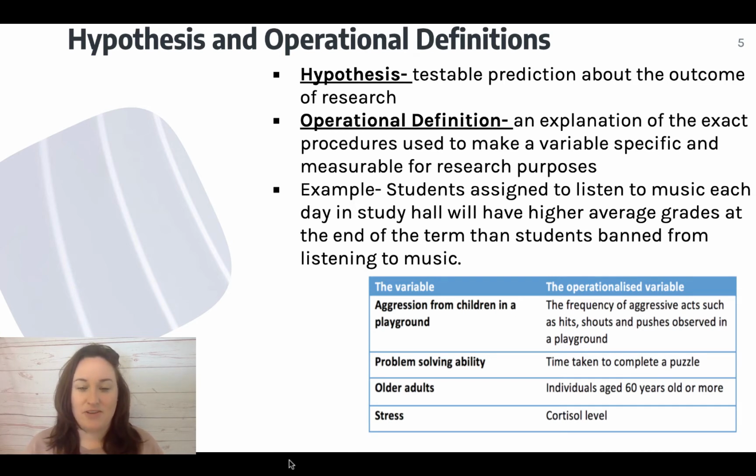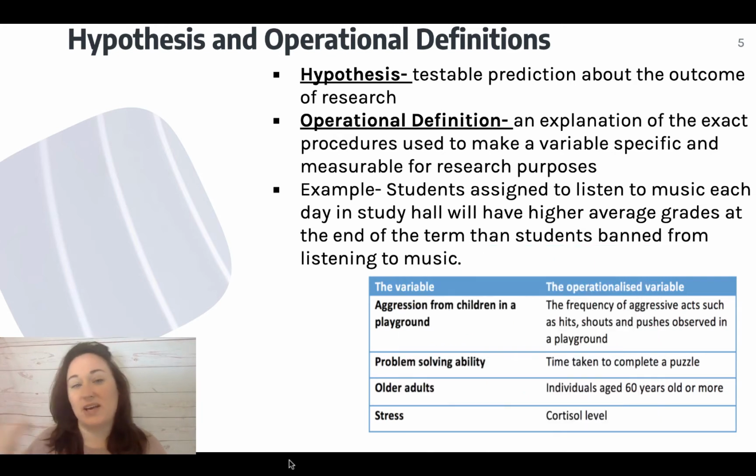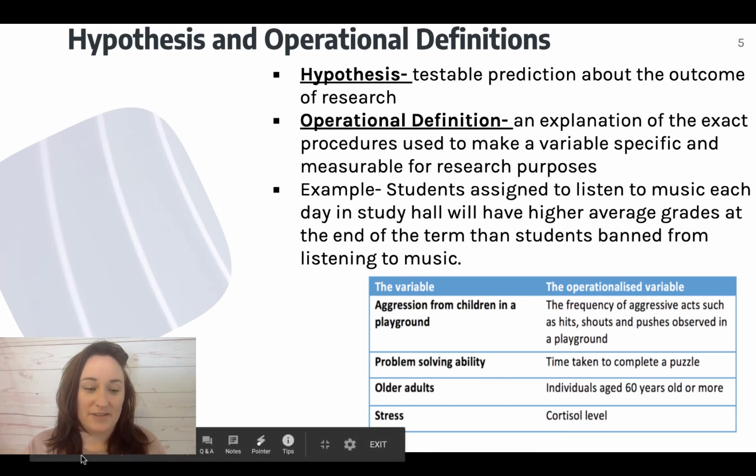So for example, if students are assigned to listen to music each day in study hall, and the hypothesis is that those students assigned to listening to music are going to have a higher GPA at the end of the term than students who are not allowed to listen to music. Well, you're going to have to operationally define how much they are listening to music, right? So your control group isn't listening to music, but how much and what kind of music and how loud is it? Like those are all important factors so that your study could be replicated and so that other people can interpret your findings clearly.